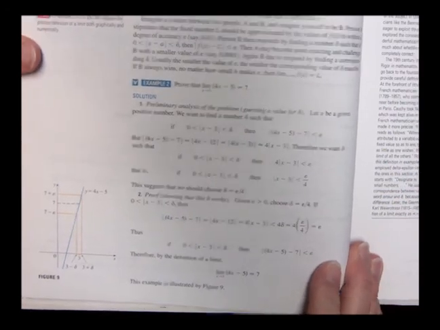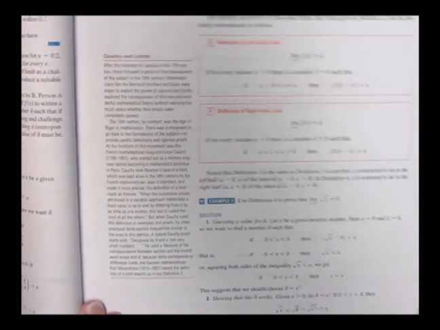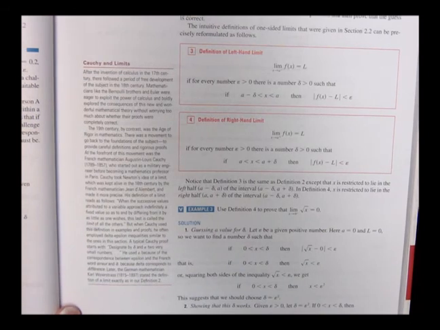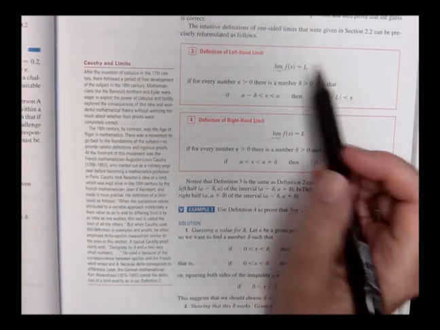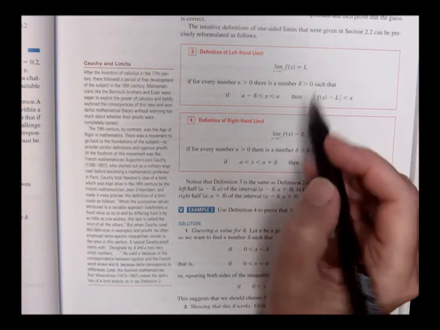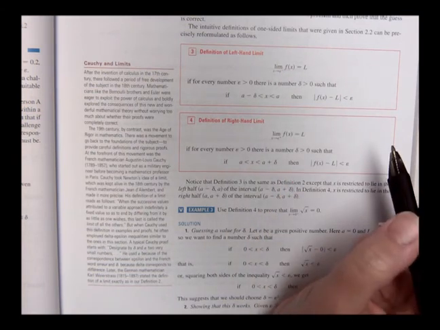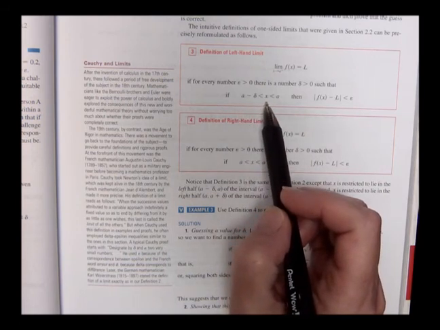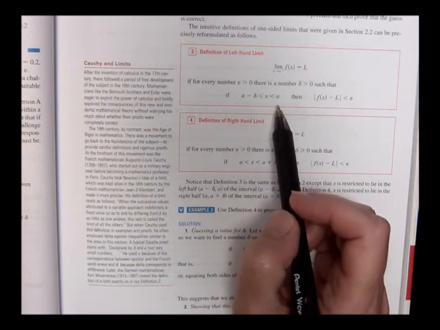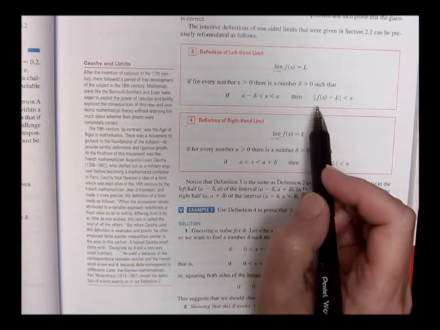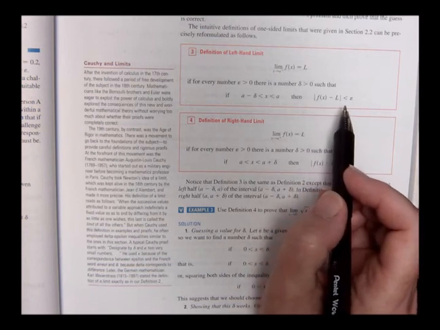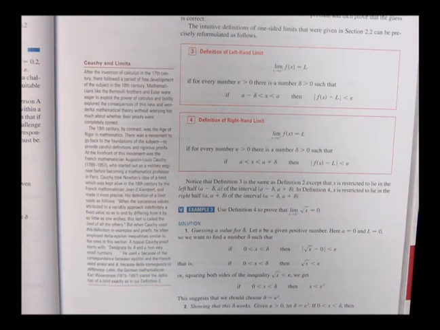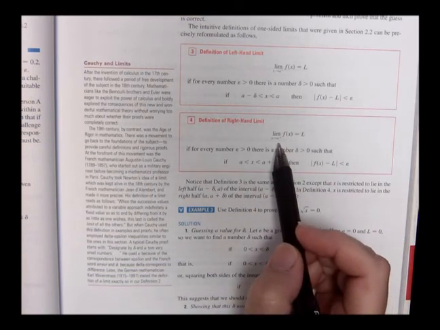Now, we do still have left-handed and right-handed limits. Same kind of thing. We have as it approaches from the left and as it approaches from the right. We have a minus our delta. X has to be greater than that, but less than our value of a. And then we have our range minus our limit, which is also less than epsilon. Similarly, down here, when we have our limit as it approaches a from the right, same thing.